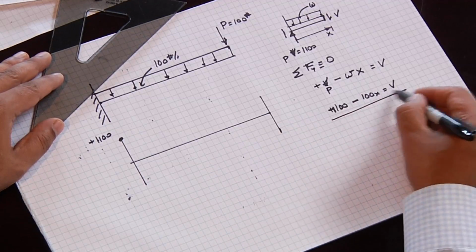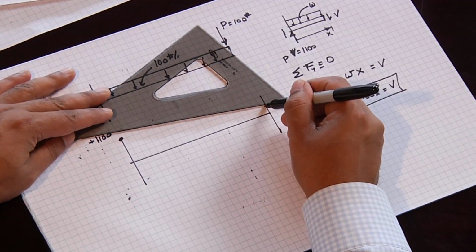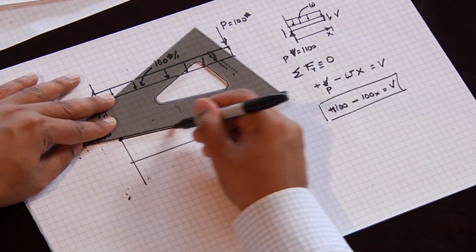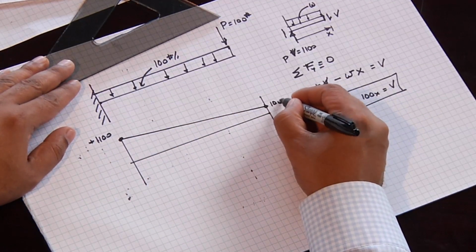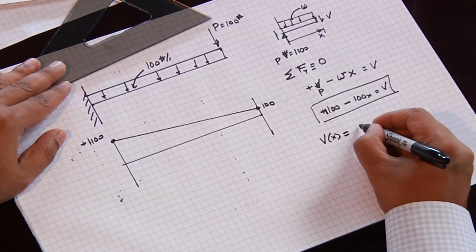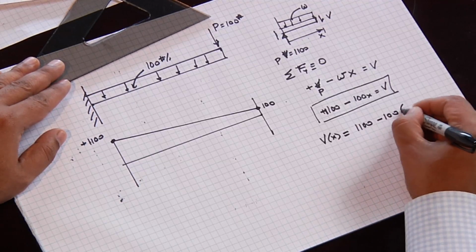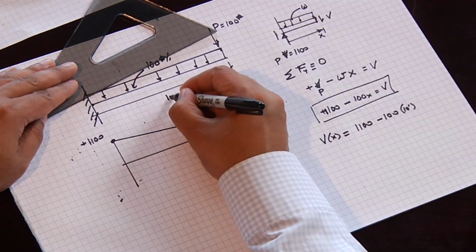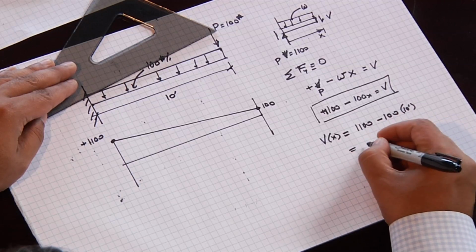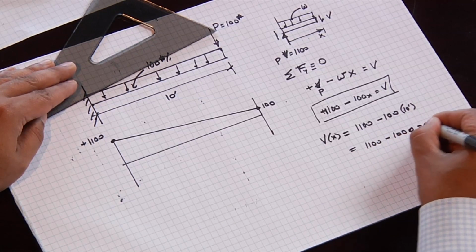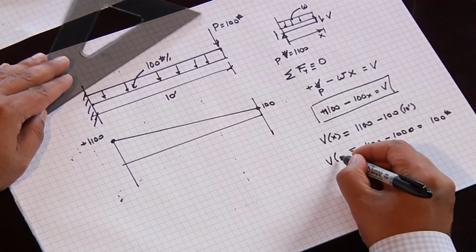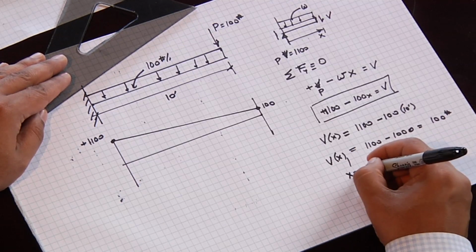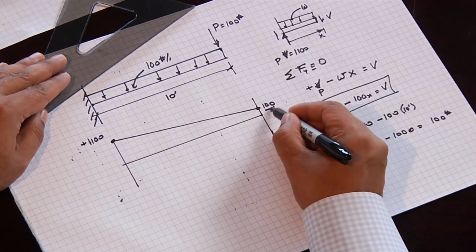What's going to happen, this is a linear diagram, is your shear diagram is going to look like this. It's going to be a linear diagram, and then when it reaches here, this will be at 100, and then it will drop to 0. And the way we can see that, we can plug in the distance: 1100 minus 100 times 10 feet, which is 1100 minus 1000 equals 100 pounds. That's at X equals 10 feet, and then at this point we have the 100 that then drops it down to 0. And so that's our shear diagram.